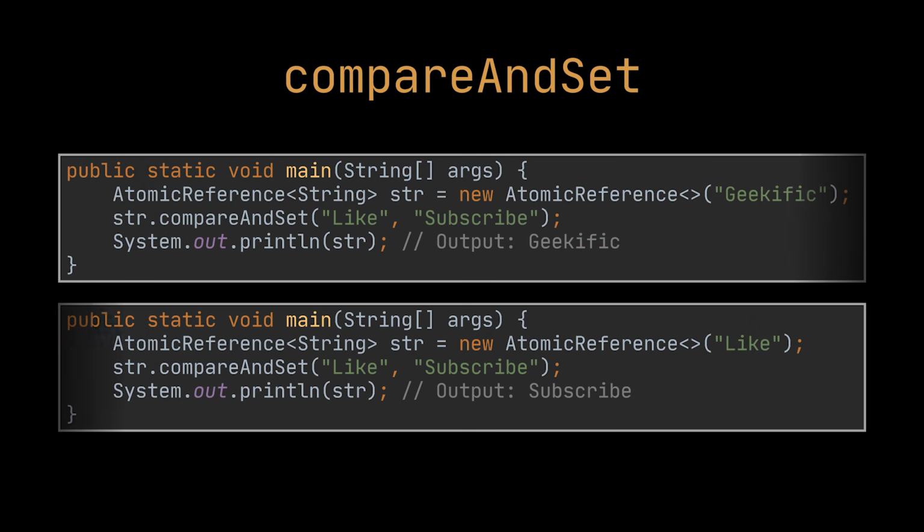Another heavily used atomic method is the compareAndSet. This method takes two arguments and checks if the value of the atomic variable stored inside the memory is equal to the first value passed to the method. If that is the case, the variable is set to the new value. If not, no changes are applied.